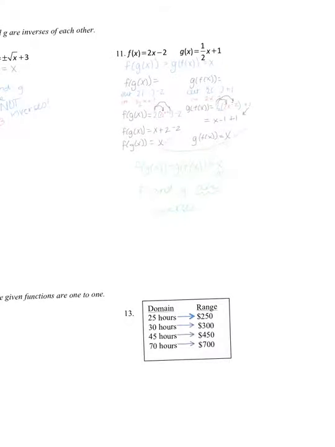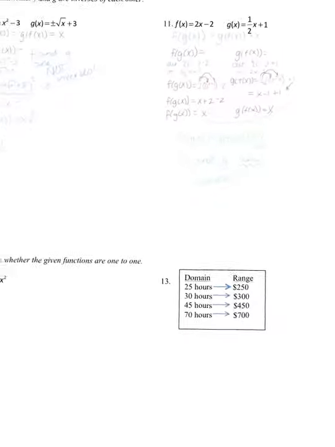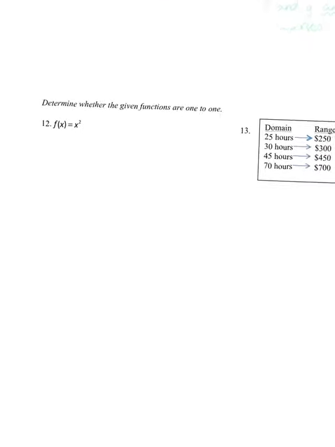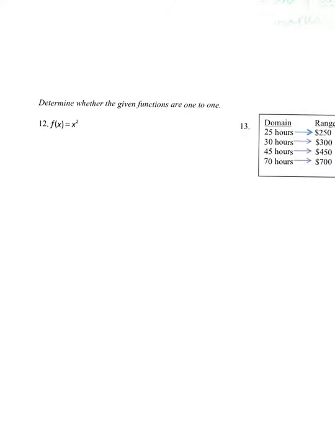All right, guys, let's look at this last set. 12 and 13, they want us to determine whether the given functions are 1-to-1. And remember that 1-to-1 means that f is a function, but also f inverse is a function.